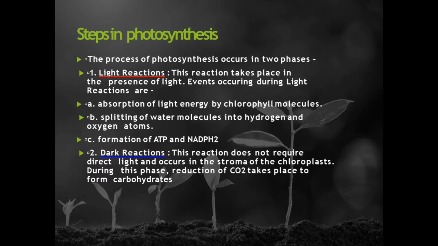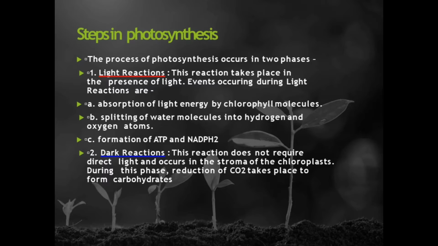Steps in photosynthesis. The process of photosynthesis occurs in two phases. Light reactions. This reaction takes place in the presence of light. Events occurring during light reactions are absorption of light energy by chlorophyll molecules, splitting of water molecules into hydrogen and oxygen atoms, and formation of ATP.